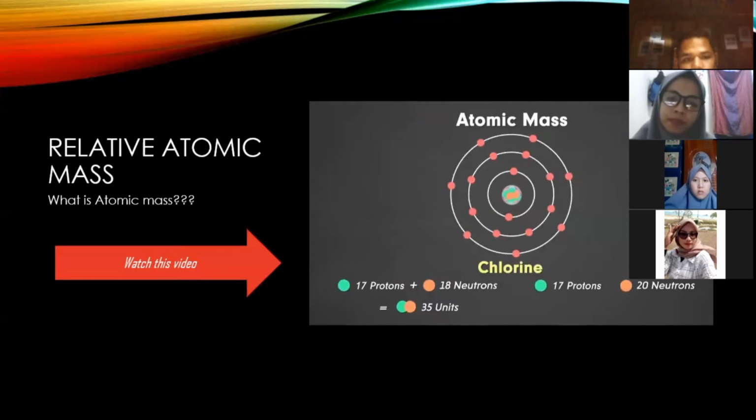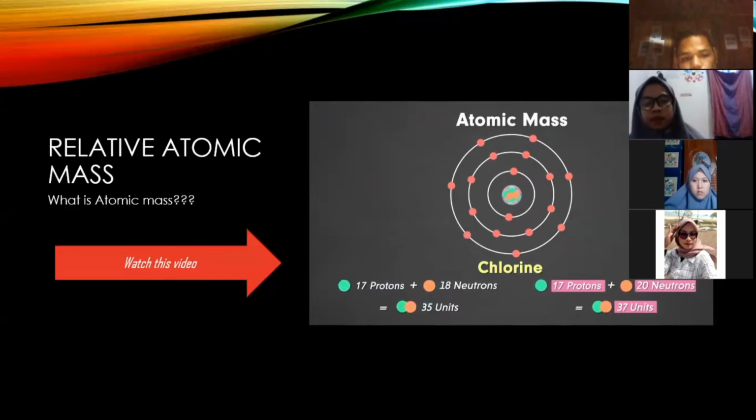That gives us the atomic mass of chlorine as 37 units. So which one is the correct atomic mass? In case of chlorine, both the atomic masses are right. The atoms having 17 protons and 18 neutrons have an atomic mass of 35 units. On the other hand, chlorine atoms with 17 protons and 20 neutrons have an atomic mass of 37 units.